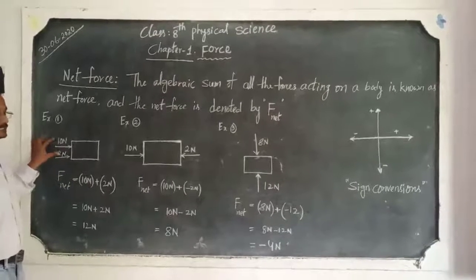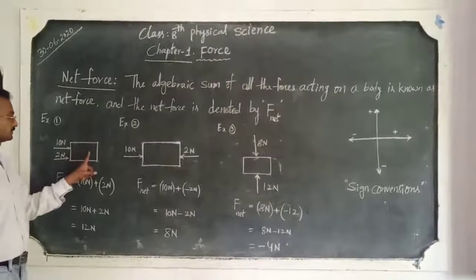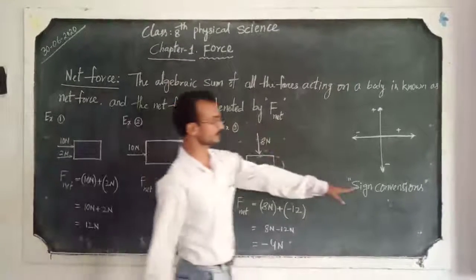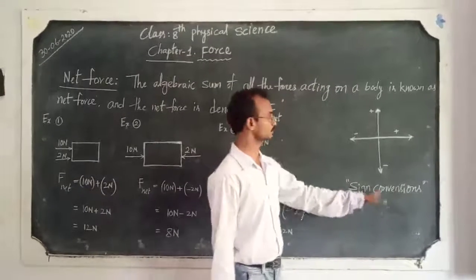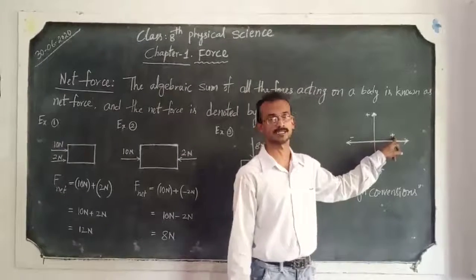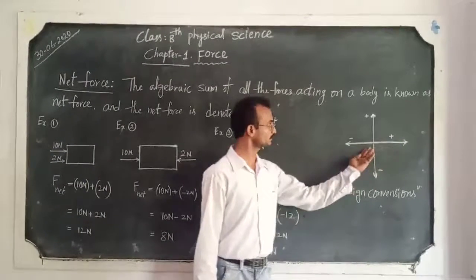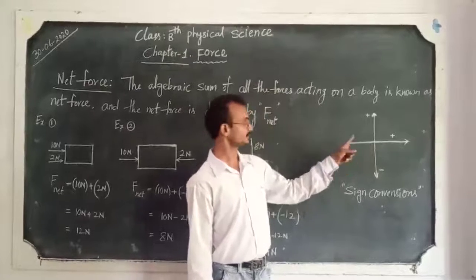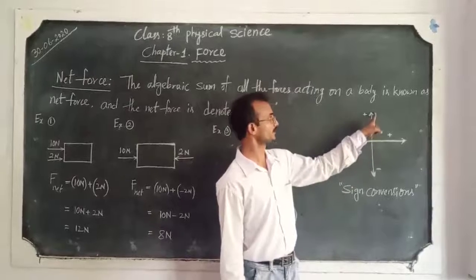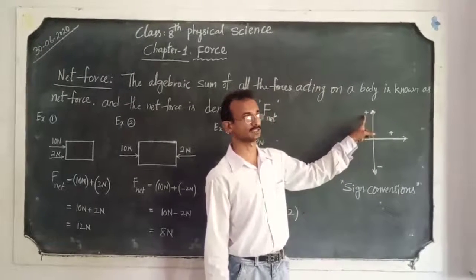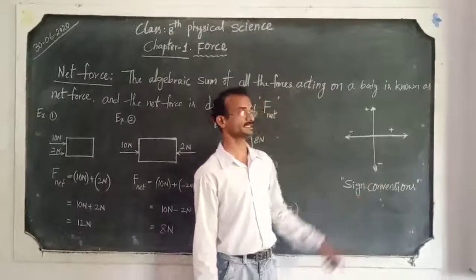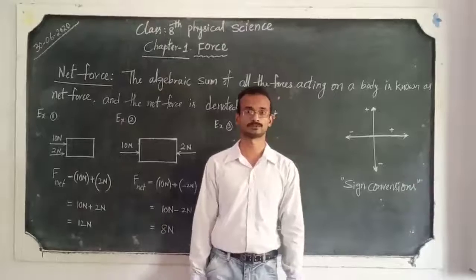In order to calculate the net force acting on the body, we need to consider some sign conventions. If the forces are acting towards the right side, the force is taken as positive. If the forces are acting towards the left side, the sign is taken as negative. If the force is acting in the upward direction, it is taken as positive. If the force is acting in the downward direction, the sign is taken as negative for the force values.